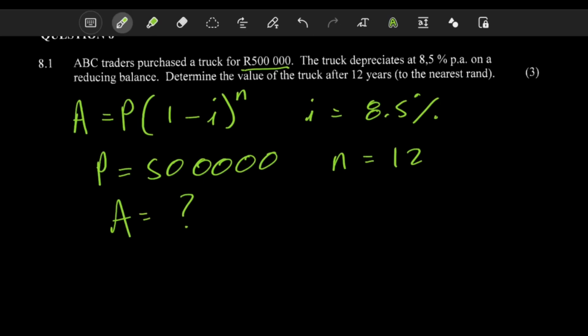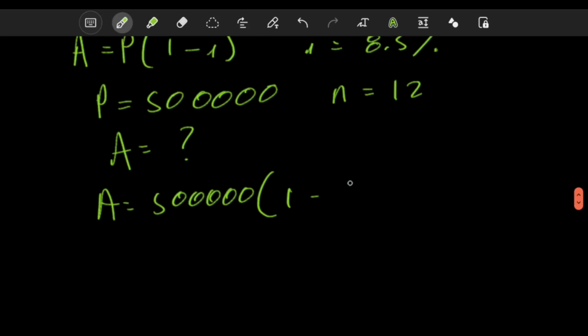So here, getting our value for A, we know that P is 500,000. 1 minus the interest. As I said, I like to write the percentage symbol. And even when I was in matric, I would always just write the percentage symbol like this.